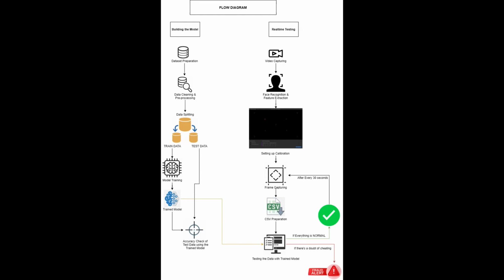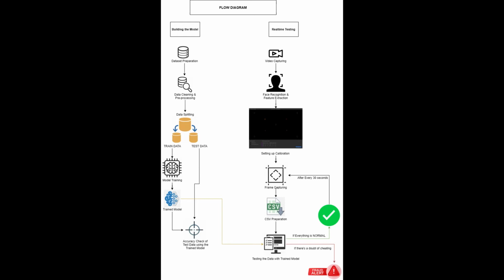Let's understand the flow diagram of exam proctoring using eye gaze detection. The flow diagram is divided into two parts, that is building the model and real-time testing. Let's move on to the first part, building the model. First of all, to build the model, we need data. So dataset preparation is done. After this, data cleaning and pre-processing is made. After this step, the data is split into two parts, that is training data and testing data.